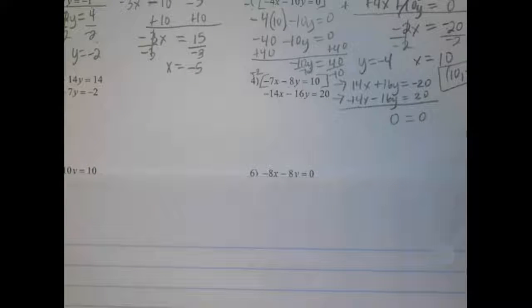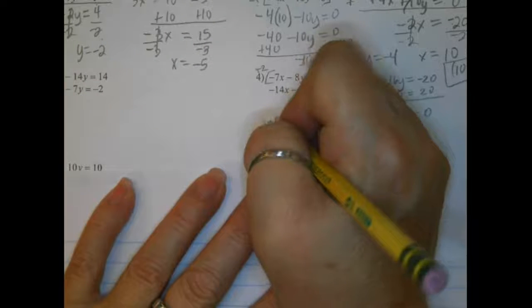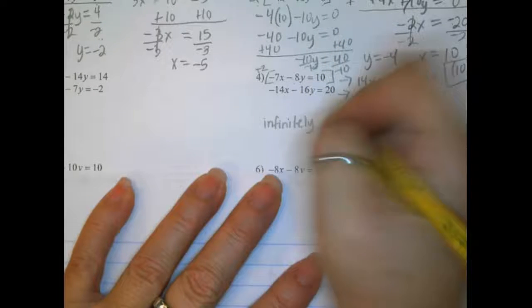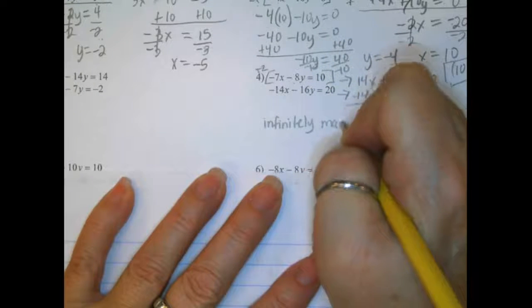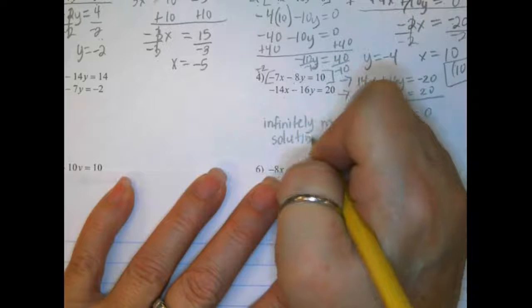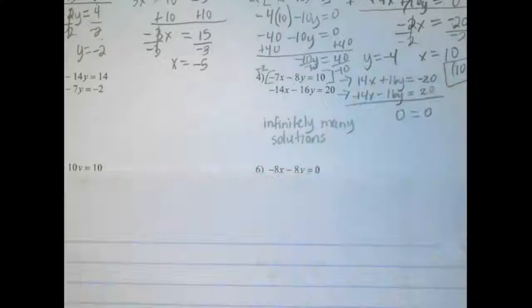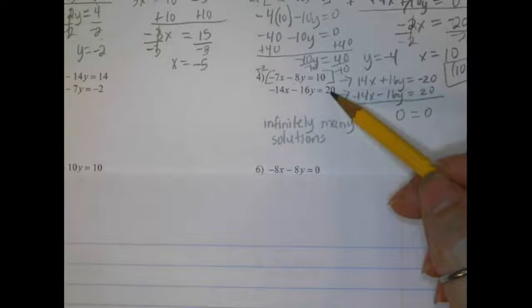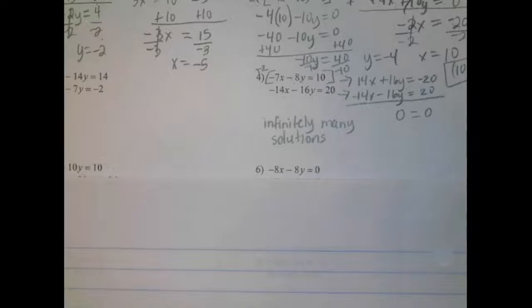This is a great solution. So your answer is a special one. We're going to call it infinitely many solutions. This is a special answer. That means that if I was to graph this line and this line, they would sit right on top of each other on the graph, and they would touch all the way to infinity.